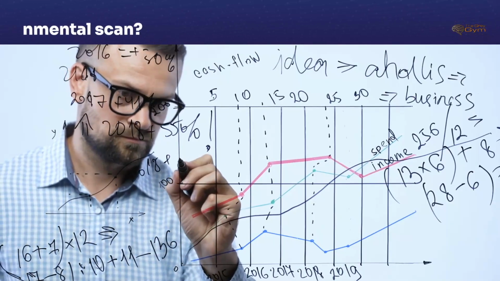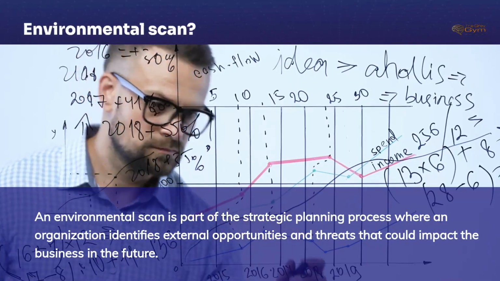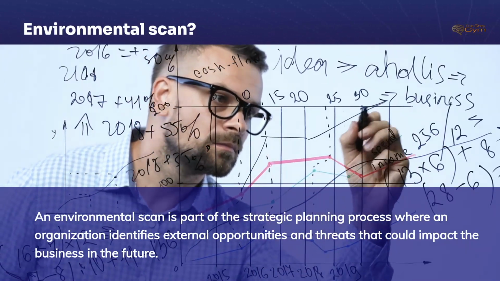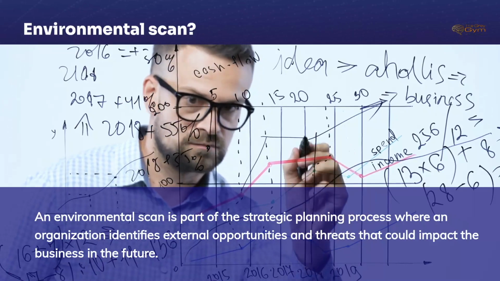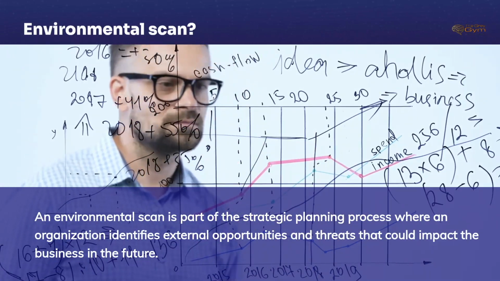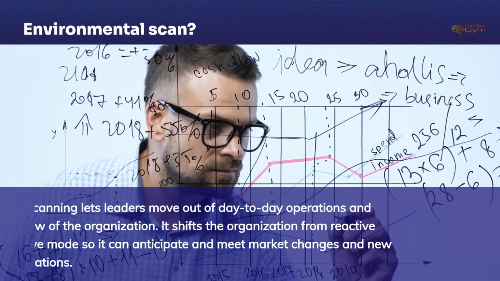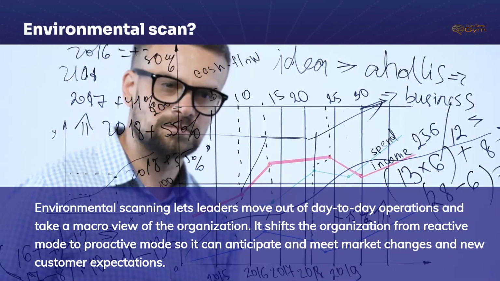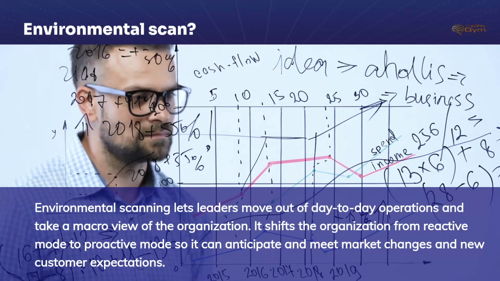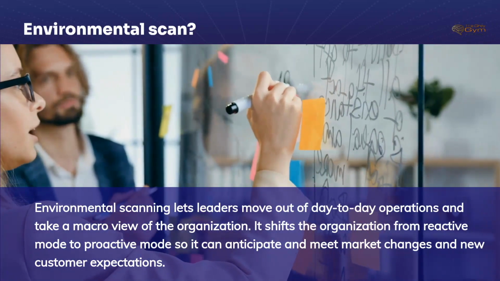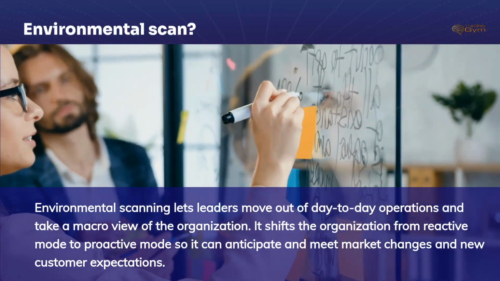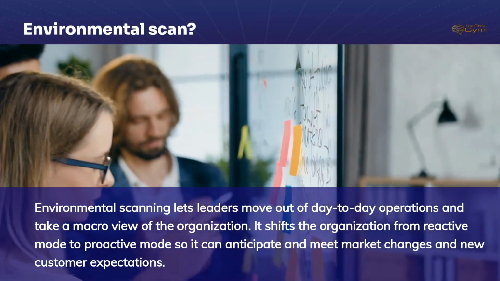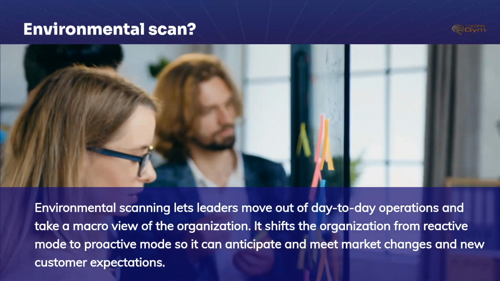What is an environmental scan? An environmental scan is a part of the strategic planning process where an organization identifies external opportunities and threats that could impact the business in the future. Environmental scanning lets leaders move out of day-to-day operations and take a more macro view of the organization. It shifts the organization from reactive to a more proactive mode, so it can anticipate and meet market changes and new customer expectations.